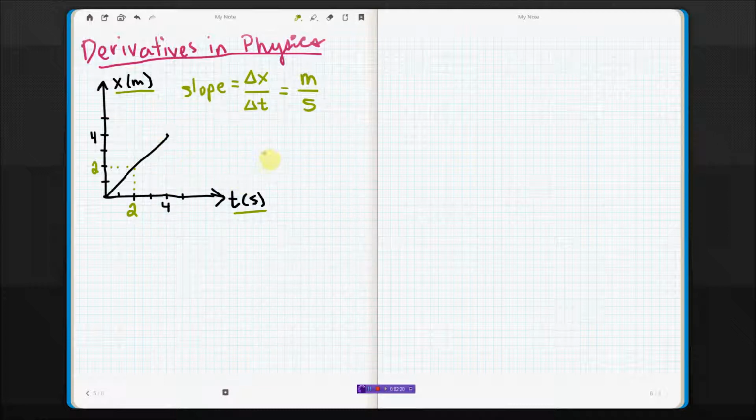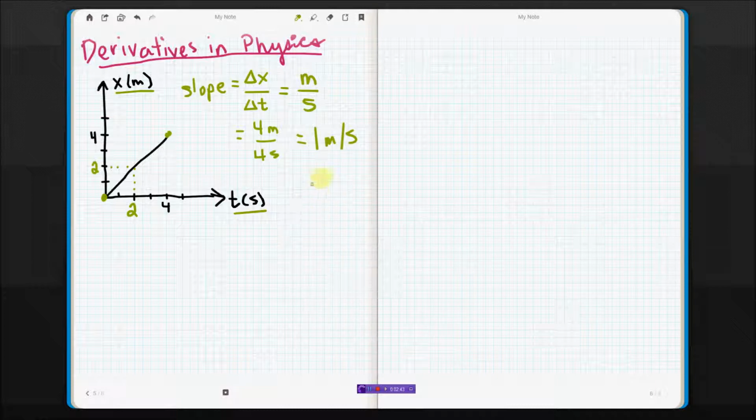On this graph, it's fairly simple because I have a nice straight line. The slope is the same everywhere, therefore we are moving at a constant speed. In fact, the constant speed was, well, I go from 0 to 4 and 0 to 4, so I have a change of 4 meters over a change of 4 seconds. My constant speed was 1 meter per second.